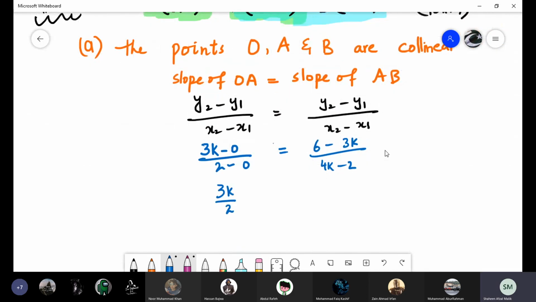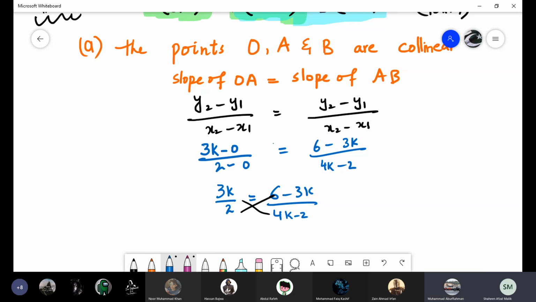3k over 2 is equal to 3k minus 0, which will be 3k only. So 2 minus 0 will be 2 only. So it will be 6 minus 3k over 4k minus 2. Now what will we do? Cross multiplication. Very good. We will do the cross multiplication, because whenever we have a fraction on each side of the equal sign, we always do the cross multiplication. Do the cross multiplication.